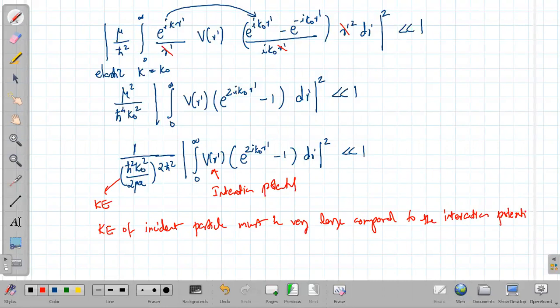So this is the validity condition for the first order Born approximation. If the kinetic energy of the incident particle is very large compared with the interaction potential, then the first order Born approximation is valid. Okay, so that's all about the Born series and the first order Born approximation, its validity.